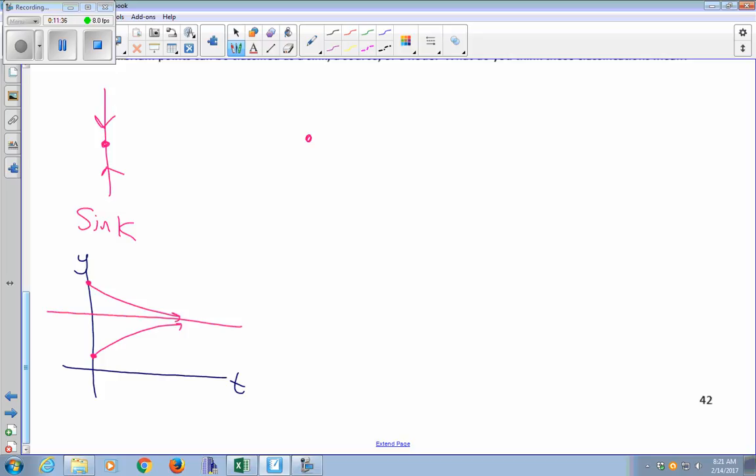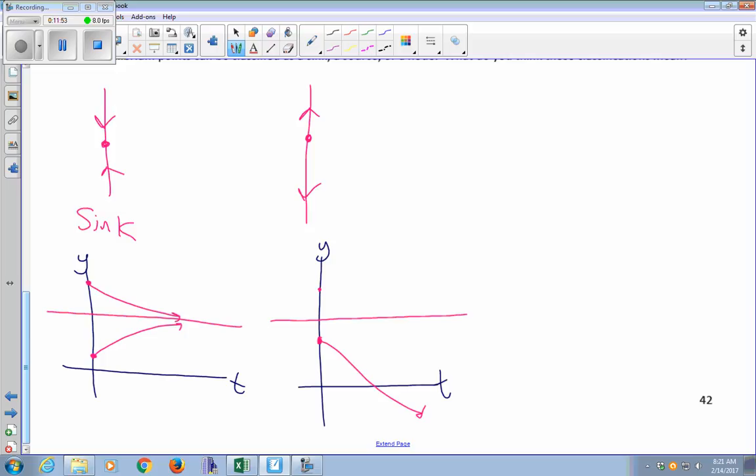And a source: solutions are heading away from the equilibrium. So here's my equilibrium solution. If solutions are always heading away, it's like that. And then this is the source.